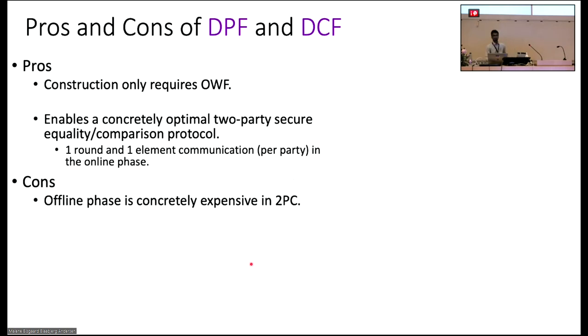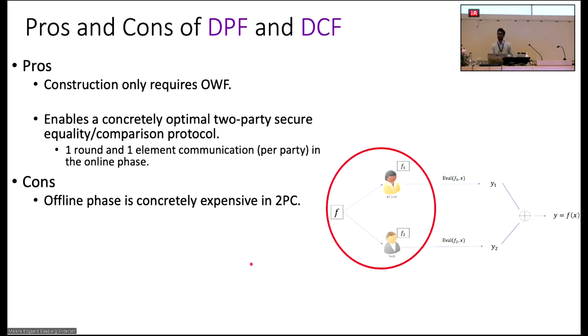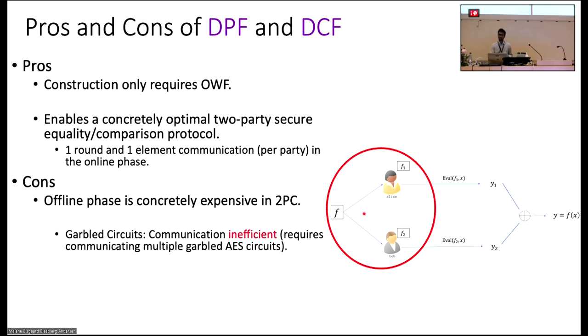However, the disadvantage of such schemes is that the offline phase is very expensive to be evaluated in 2PC. By offline phase, I mean in this diagram, splitting this function across the two parties within 2PC is very expensive. For example, if you use garbled circuits to do a 2PC evaluation of this red circle region, it will require you to communicate multiple garbled AES circuits across.